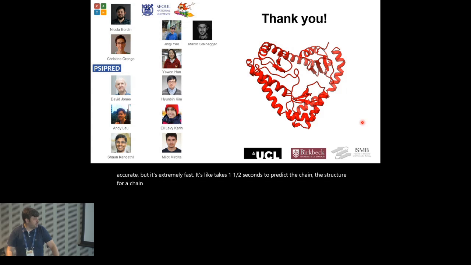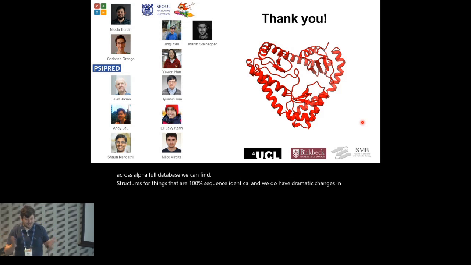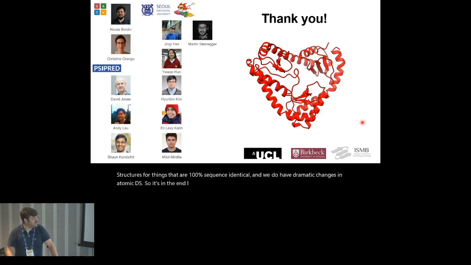One thing also, there's a big caveat here. We're also looking at clusters, and there's a lot of variability inside these clusters. Even when we looked at TED structures, across the AlphaFold database we can find structures for things that are 100% sequence identical, and we do have dramatic changes in RMSDs. So in the end, I think we just looked at a snippet of all this data that is available. In an ideal world, we would have treated every single chain the same. We would chop everything into domains, making probably 3 billion domains, but that's not what was feasible at the time.